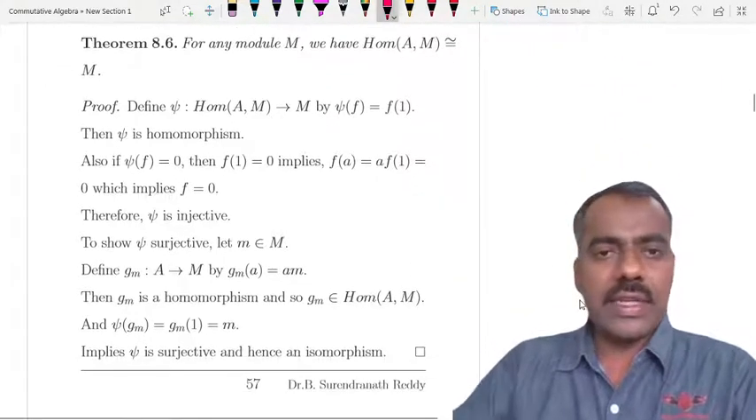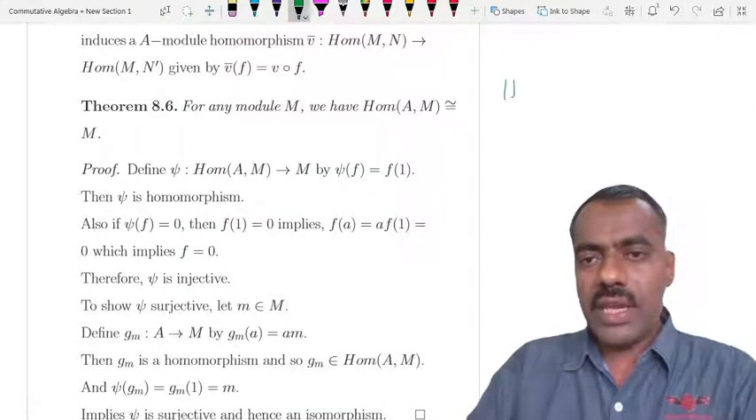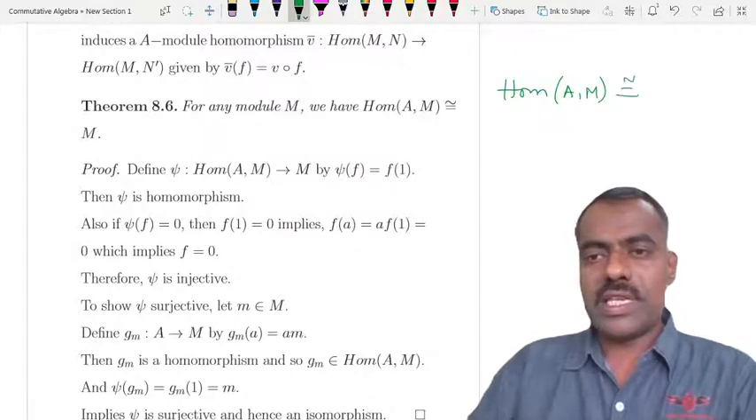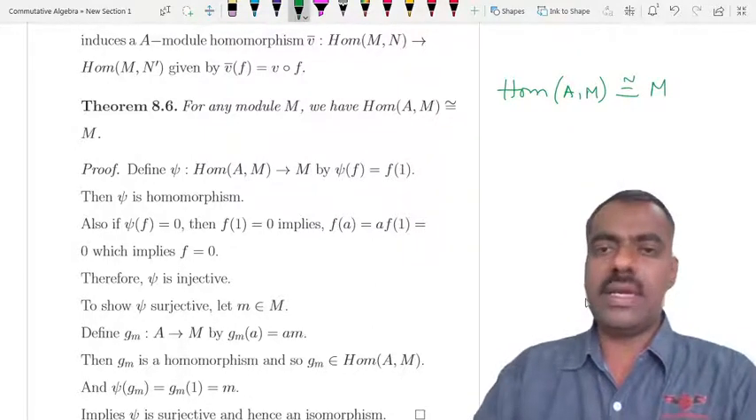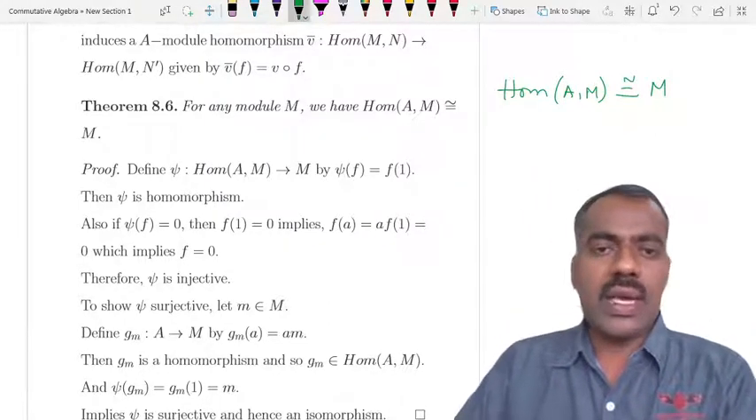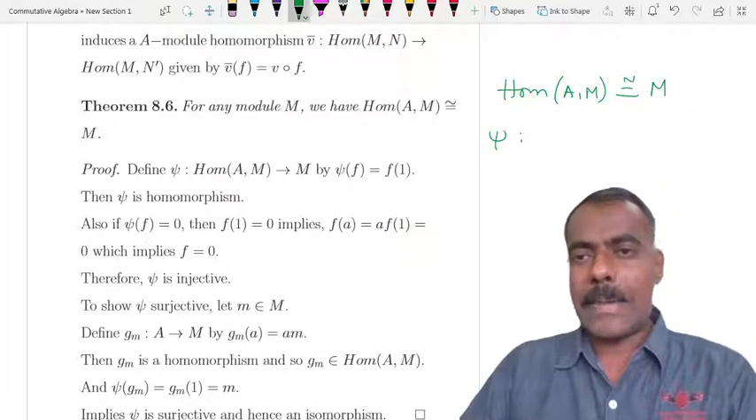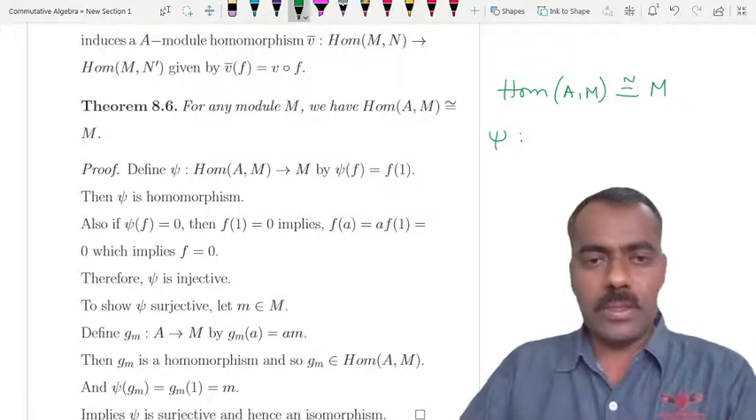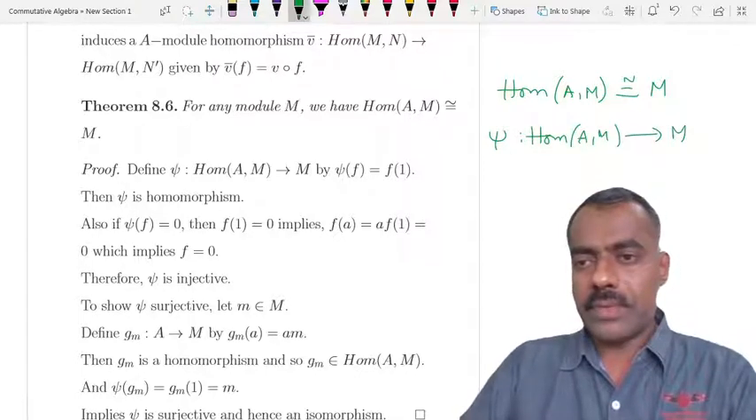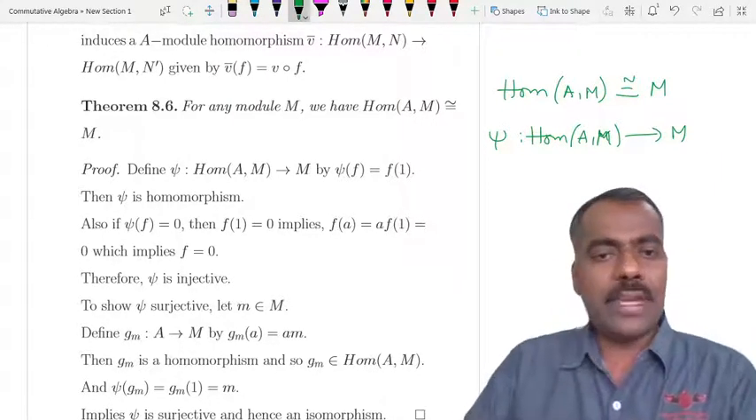One can easily observe that for any A-module M, if you take all homomorphisms from A to M, this is precisely isomorphic to M itself. M is an A-module, and this is also an A-module, but these two are isomorphic. That means we should be able to define a map, an isomorphism as modules, from Hom(A, M) to M, and show that it is a bijective homomorphism. Then it will become an isomorphism.